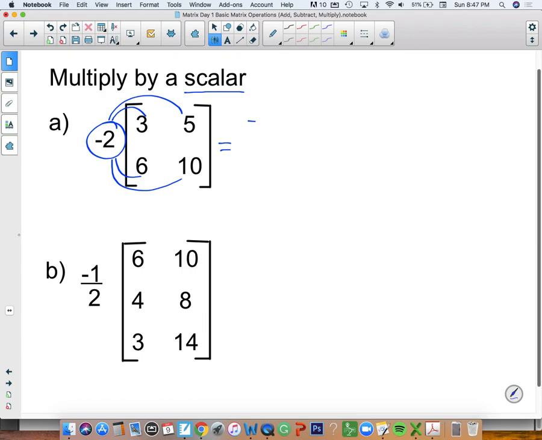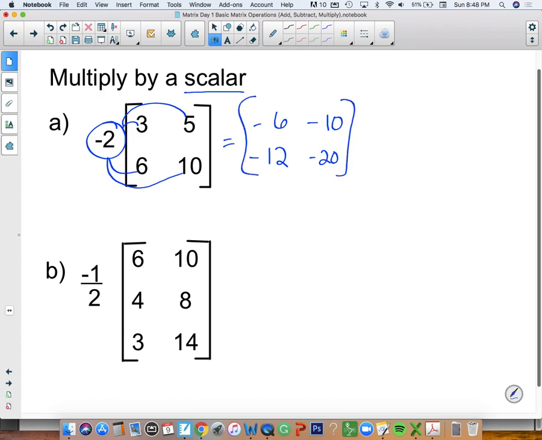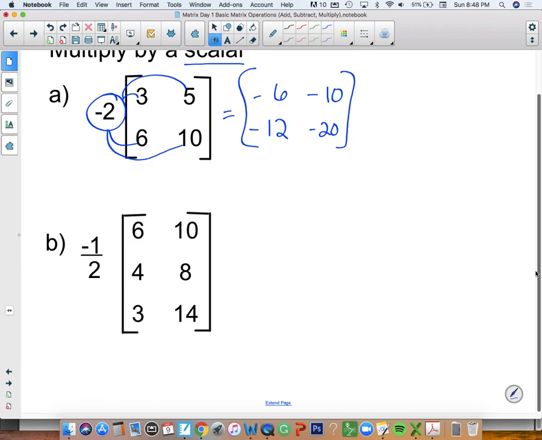Okay, so -2 times the 3. Oops, back up here. -2 times a 3, that is a -6. -2 times a 5, -10. -2 times a 6, -12. And -2 times a 10 is a -20. So that's your new matrix. Okay? If you haven't written this second one down, go ahead and do it. And then see if you can multiply that 1/2 through there real quick.